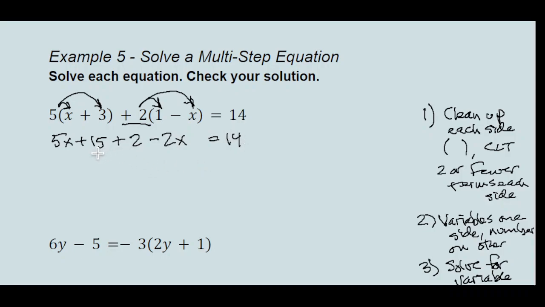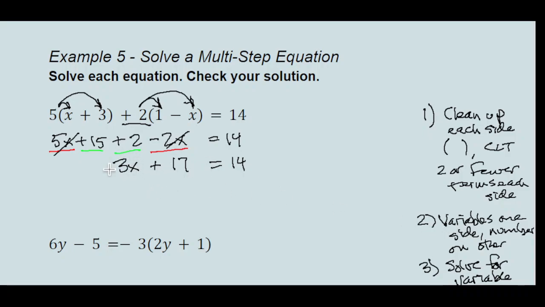All right, and now we still have way more than two terms over here, right? So we're going to collect like terms. If you want, you can look at it like, okay, we have variables here, and then we have numbers here. So let's do our variables. We have 5 and negative 2, so that's going to give us 3x. I'll put that right here. So those get taken care of. And then 15 and 2 add up to 17, and that equals 14. And so now, variables on one side, numbers on the other, because this is cleaned up, so we can go on to our next step.